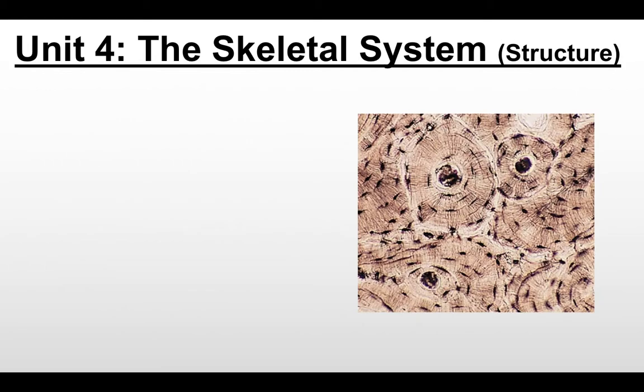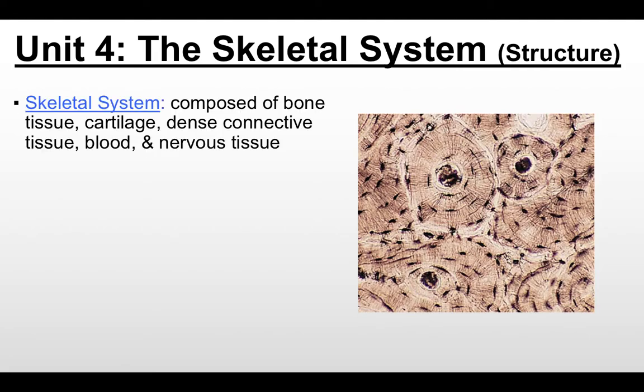Unit 4 is all about the structure of the skeletal system. This is the only system that I've split into two distinct units. So we'll talk more about how the bones are organized and how they interact in our joints in Unit 5. Unit 4 focuses on what we would see under the microscope and what the hallmarks of skeletal tissue are.